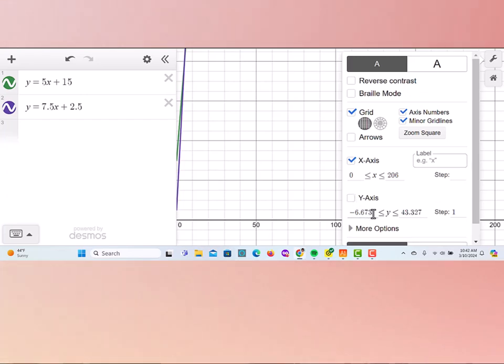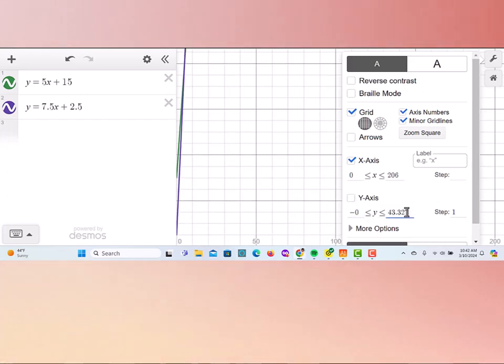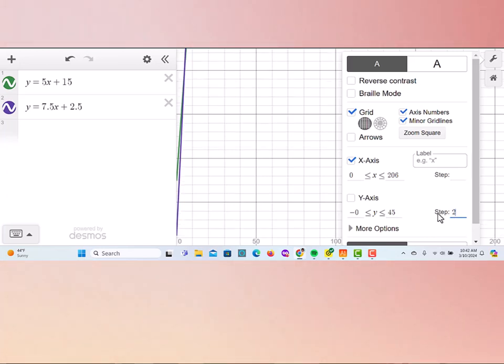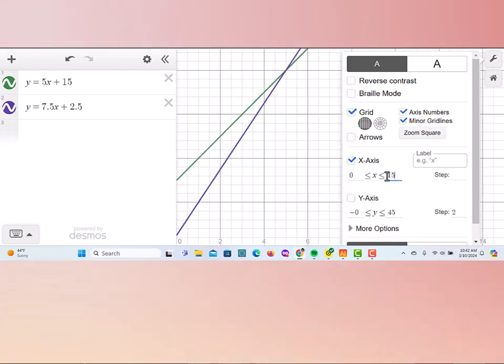Alright, so from 0 to say 45, and we'll count by 2s. And my x-axis changed. Alright, so I'm going to go from 0 to 15. I'm going to step by 1.